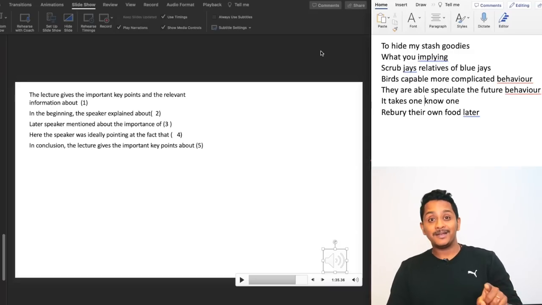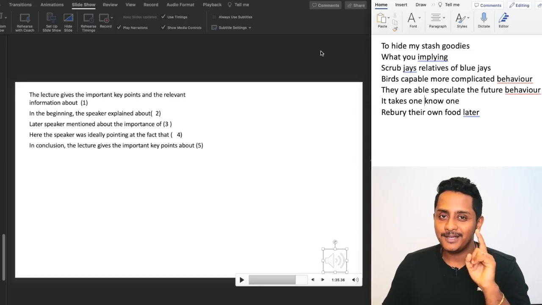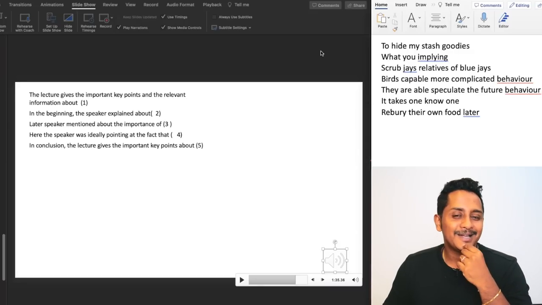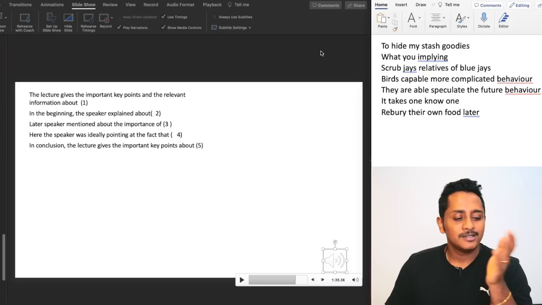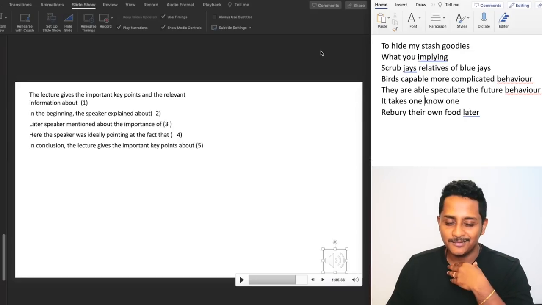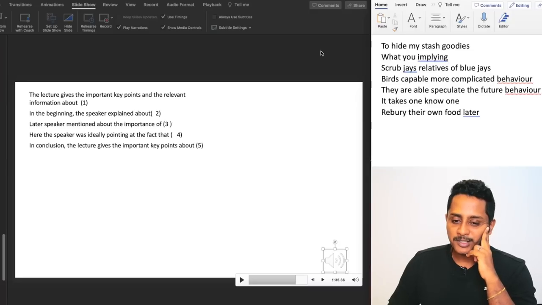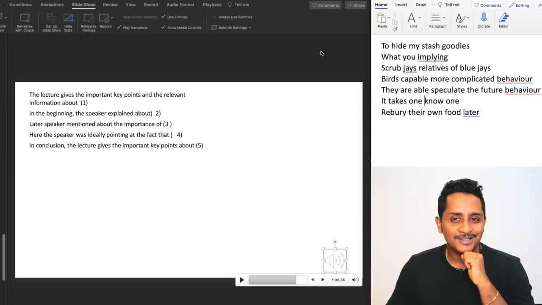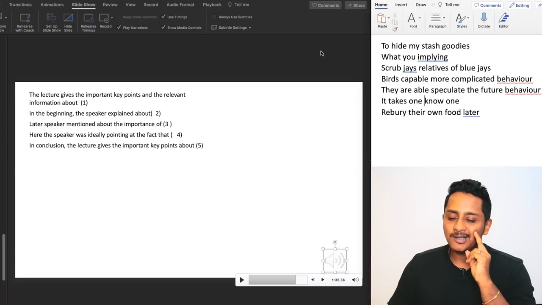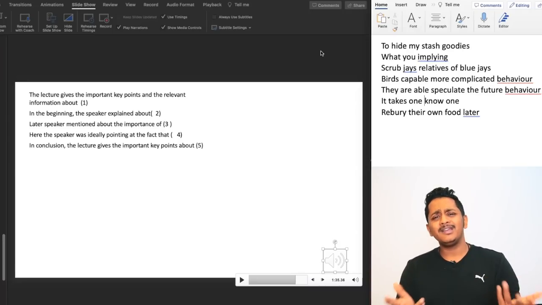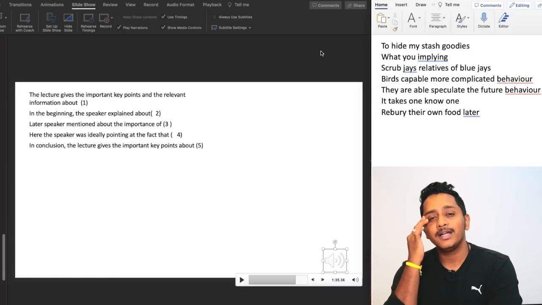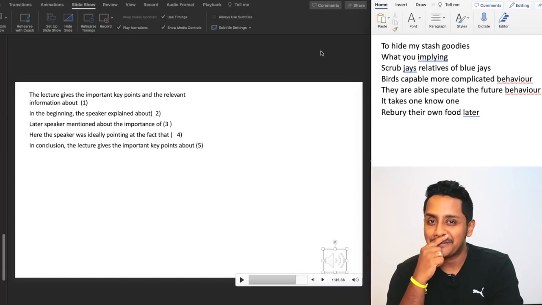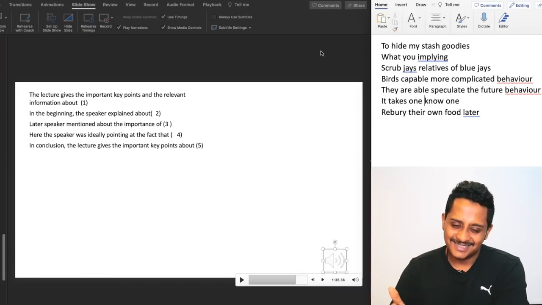I told you in the very beginning a beautiful technique, a very important technique. Speak like read aloud. In a read aloud, do you correct it? No. The lecture gives the important key points and the relevant information about to hide my stash of goodies. In the beginning, the speaker explained about what you are implying, scrub jays, relatives of blue jays. Later, the speaker mentioned the importance of birds capable of more complicated behavior. They are able to speculate the future. Whatever is there, I'm reading. Don't try to correct it. Don't try to understand. If you try to make sense, it's a gone case. These are all the real things.